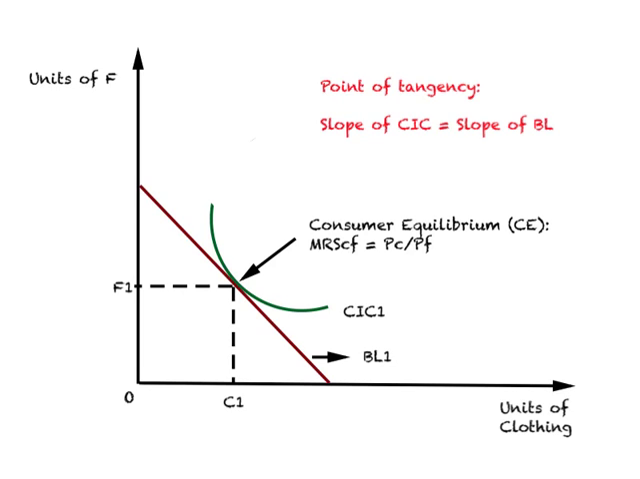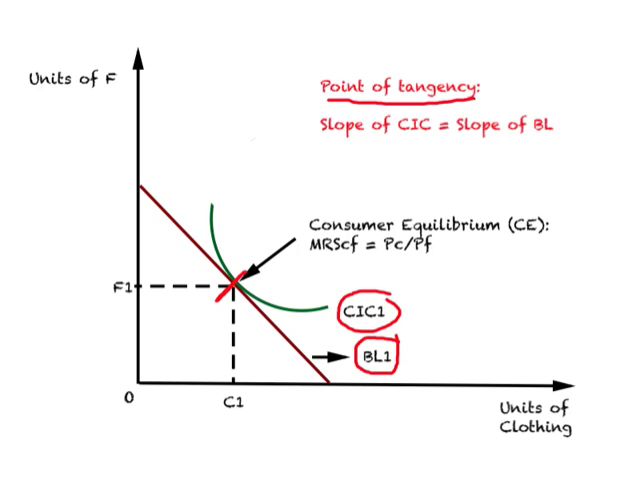In this diagram, we bring consumer preferences, which are represented through community indifference curve, and also the financial information, which is represented through the budget line. So let's call them CIC1 and BL1. And what you find is, when you look at a point like this, it is a point of tangency between the budget line and the community indifference curve.